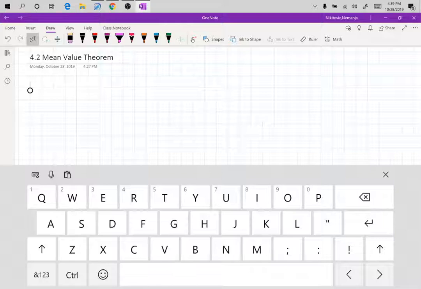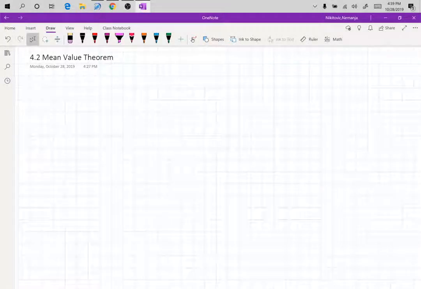Hello and welcome back to Calculus 1 section 4.2 on the mean value theorem. This theorem connects the world of average and the world of instantaneous.